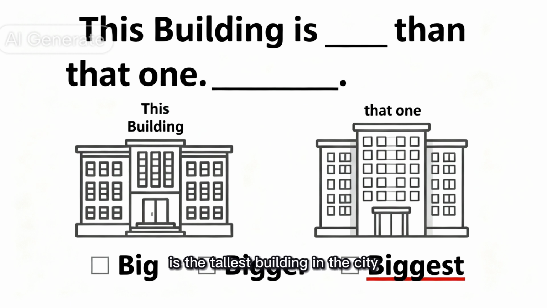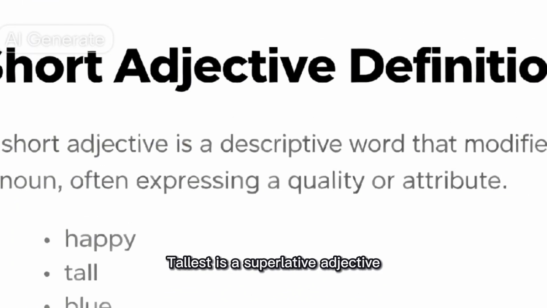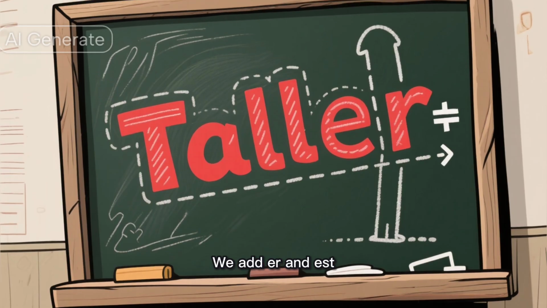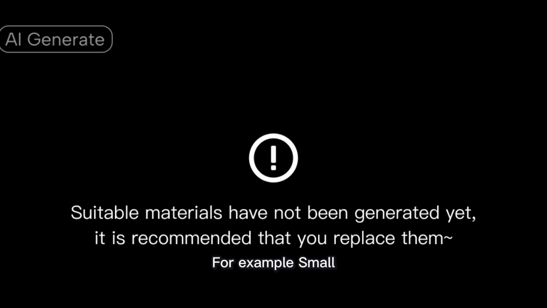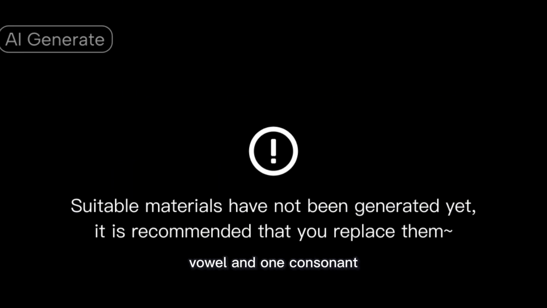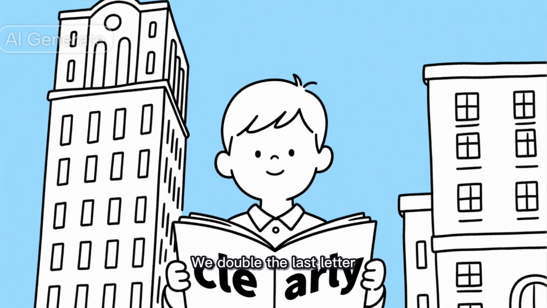Short adjectives rules. Short adjectives usually have one syllable. We add er and est. For example, small, smaller, smallest. If an adjective ends in one vowel and one consonant, we double the last letter. For example, big becomes bigger, big becomes biggest.